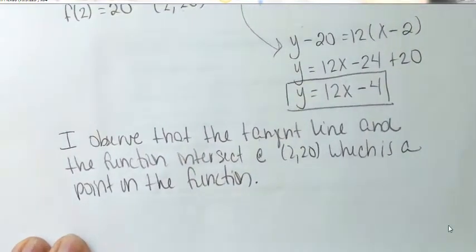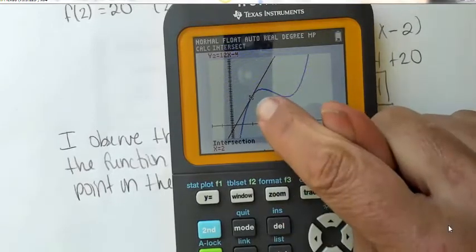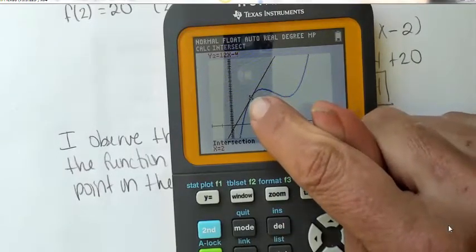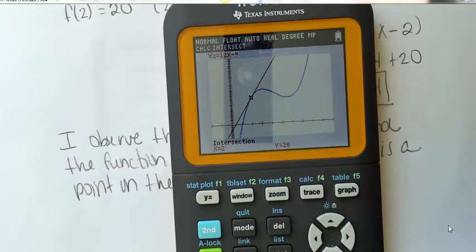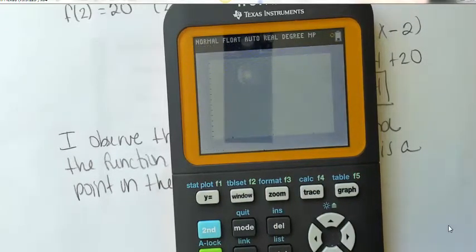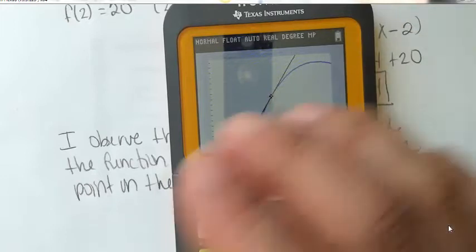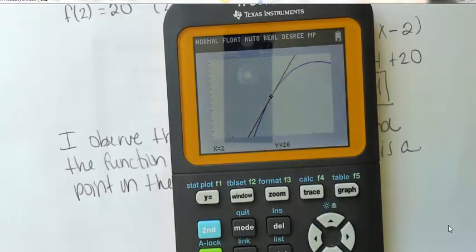Another thing that you should observe is if you zoom in here, these two graphs are going to look like one and the same. So let me zoom in. Look at how much they look like they're exactly the same. So the slope of this tangent line really is in fact the slope of that curve at the point x equals 2.